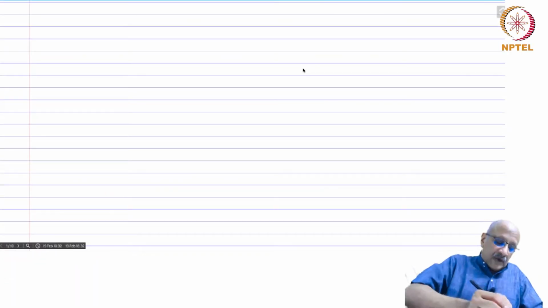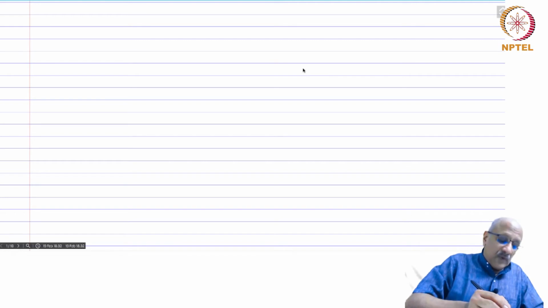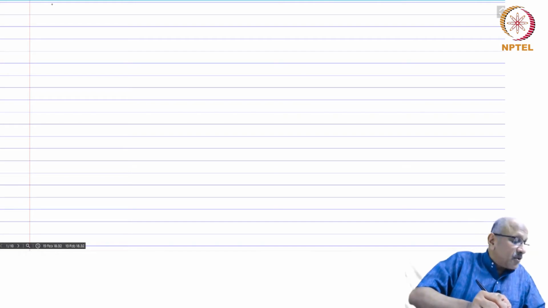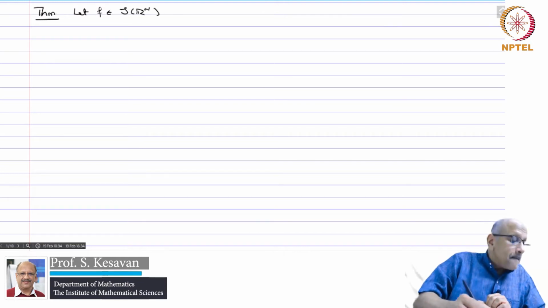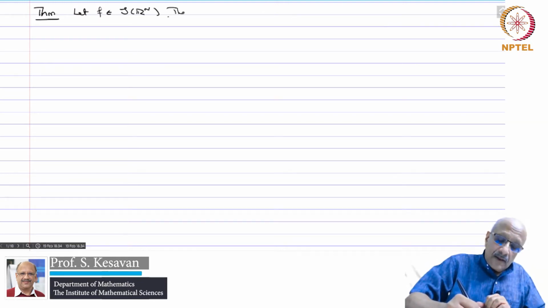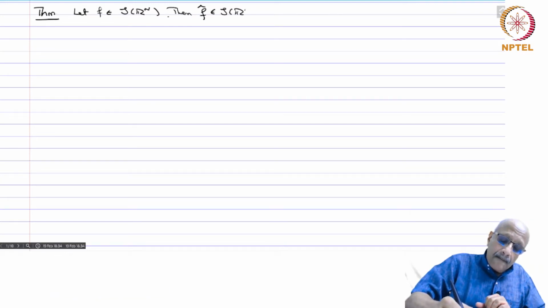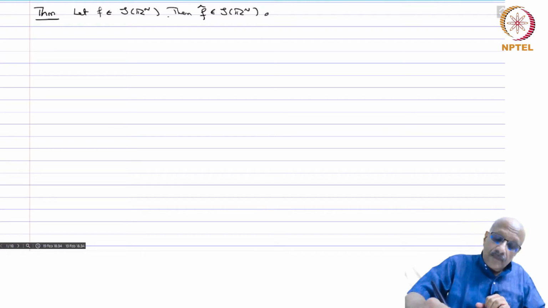We were discussing the Schwarz space, and we said that it's very congenial with respect to the Fourier transform. So let us prove the following theorem. Let f belong to S of Rn, then f hat belongs to S of Rn as well.